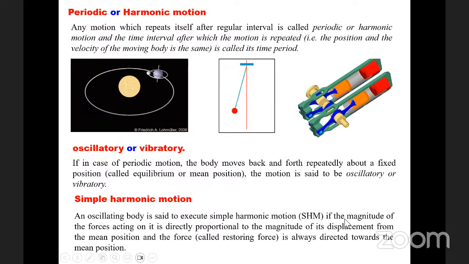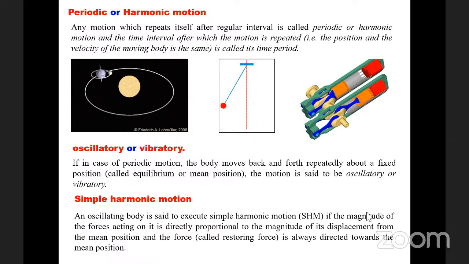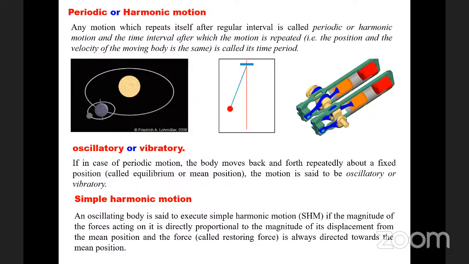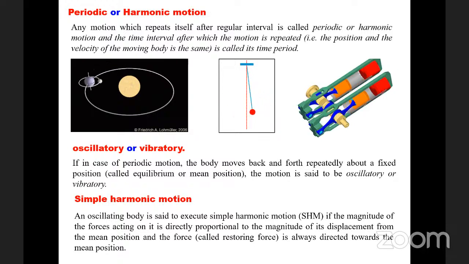So, simple harmonic motion. An oscillatory body is said to be executing simple harmonic motion if the magnitude of the force, capital F, acting on the body is directly proportional to the magnitude of the displacement. Yesterday we already discussed F is proportional to x. Okay, the displacement from its mean position, and the force.